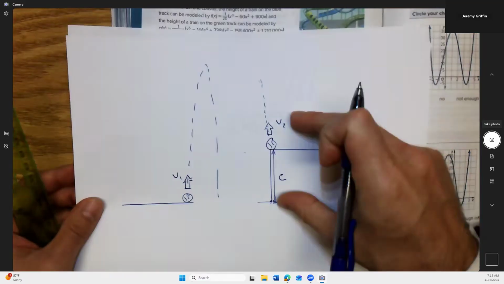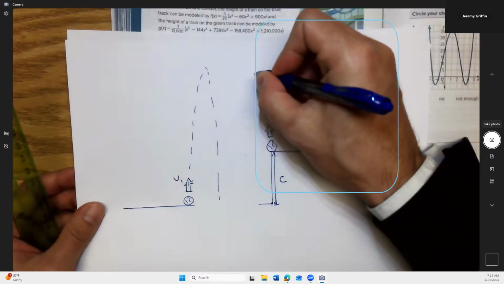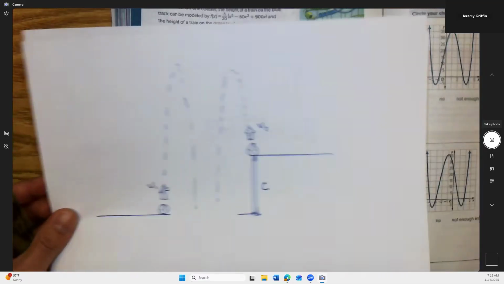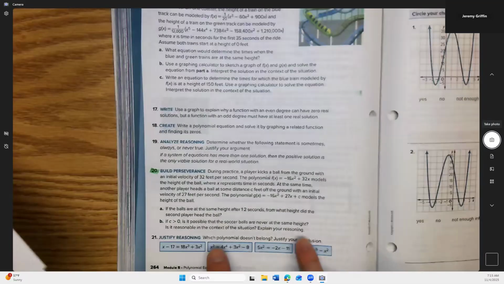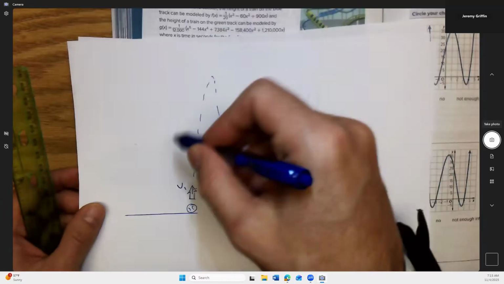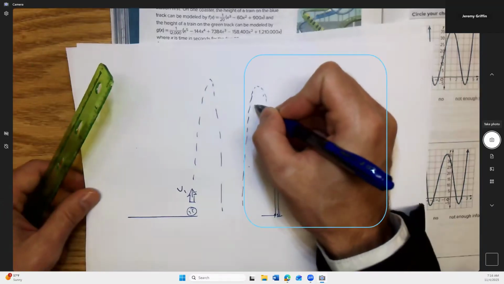Now, does the second player's ball go higher than the first player's ball or not as high? Well, it depends on what the C is. So right now it's kind of an ambiguous situation. I don't know that yet. We can sort of figure that out once we know this last detail. It says the balls are at the same height at the 1.2 second mark. Okay, so let's say that's, for example, like right here.